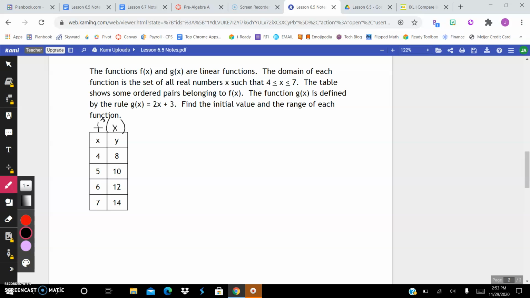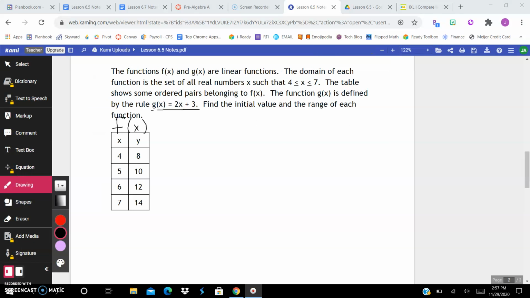And it says the function g of x is defined by the rule 2x plus 3. So find the initial value and the range of each function. The initial value is where each function starts. And it told us that the smallest x value has to be 4. It gave us that in the paragraph up above.